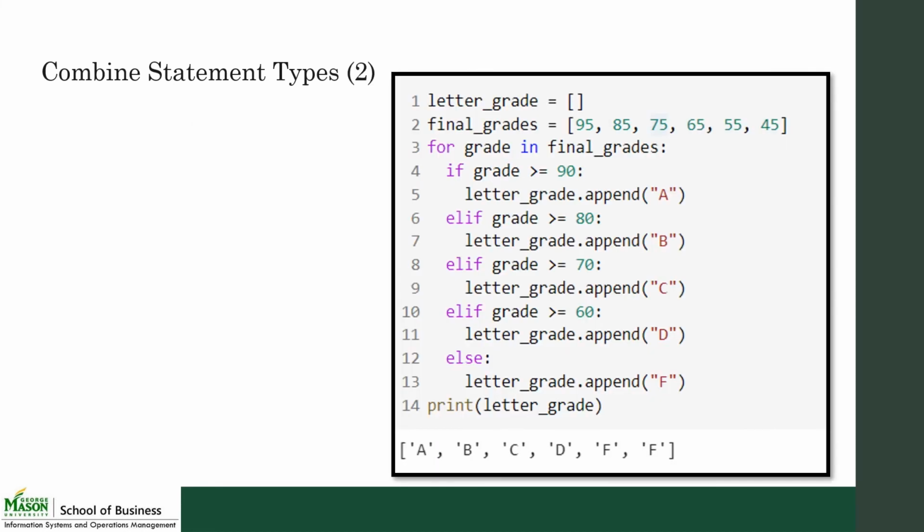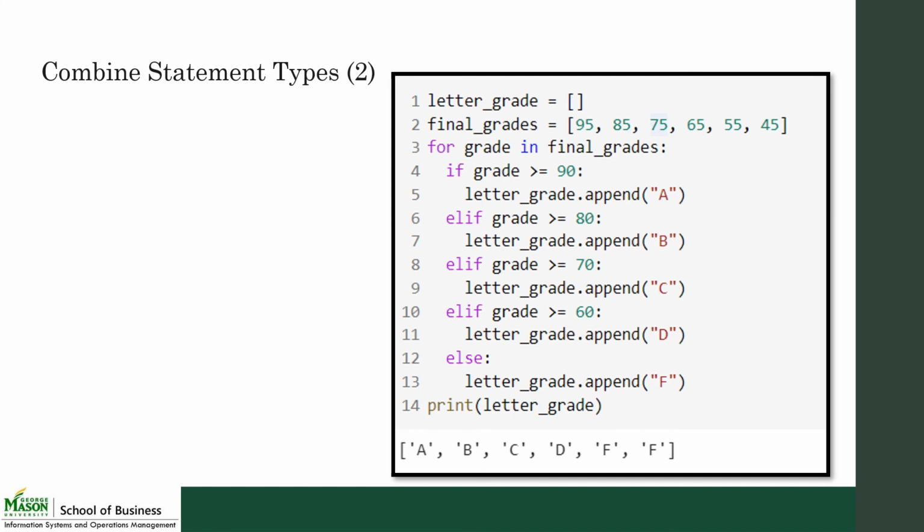The next example uses the if-elif-else statement inside the suite of a for statement. Line 1 defines the letter grade variable, which is initialized to a list data type. The list is empty right now, but elements will be added to this list based on the conditions in the code below. Line 3 is the for statement, which will iterate on the final grades list, which contains 6 grades. Depending on what the grade is, it will be added to the letter grade list using the append method.